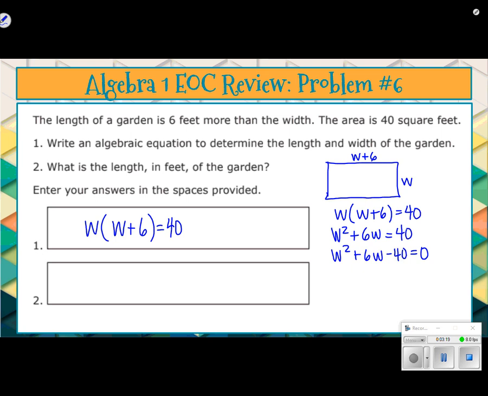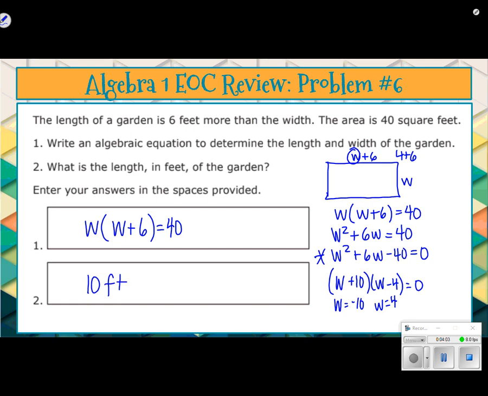What is the length? So you would really need to solve this equation, and I think this is factorable. 2 numbers that multiply to give you negative 40 and add to give you 6 are, let's see, W plus 10, W minus 4. And then you would solve: W equals negative 10, W equals 4, and that's in feet, but that's not the question. What is the length in feet of the garden? So they want you to come back up here, plug in a 4. 4 plus 6 is 10, so there are 10 feet of length.